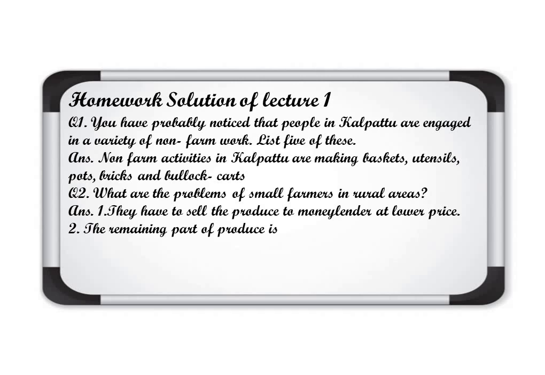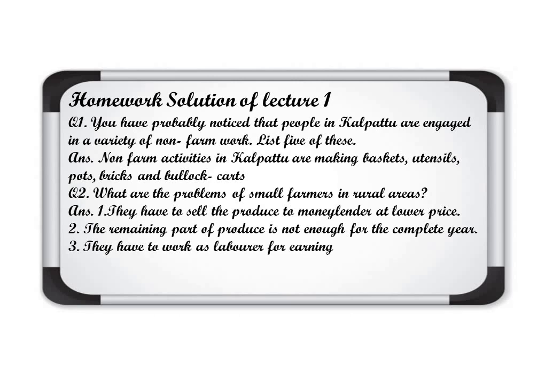The first line you can write here: problems of small farmers in rural areas. First, they have to sell the produce to the money lender at a lower price because they have taken the loan from them. The remaining part of the produce is not enough for the complete year. Third point, they have to work as laborers for earning because they do not have enough production for the complete year. So that's why they have to work as laborers also. They also rear cattle for milk to be sold in the market.